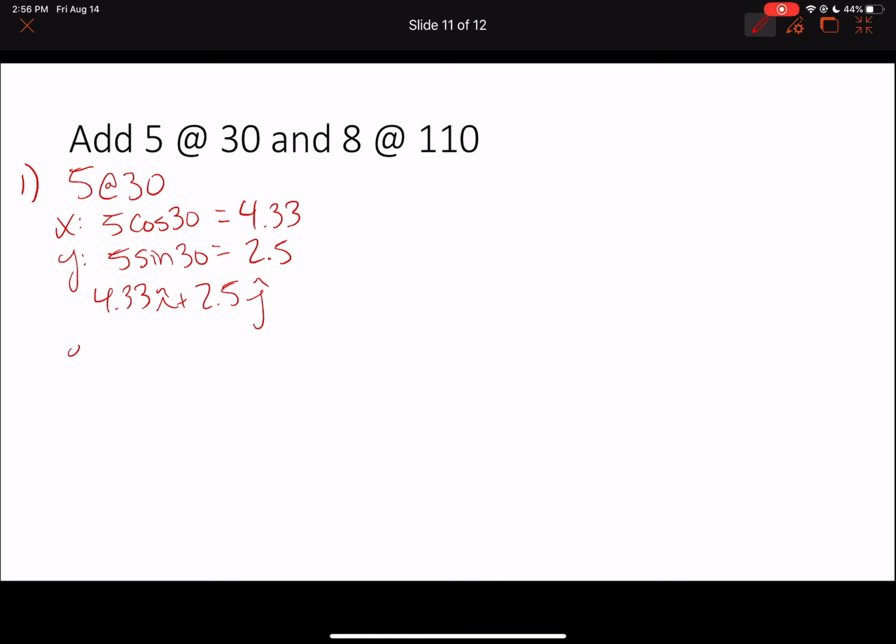Our other vector is 8 at 110. And so our x component is 8 cosine 110. Our y is 8 sine 110. 8 cosine 110 is negative 2.7. We'll round here. 8 sine 110.